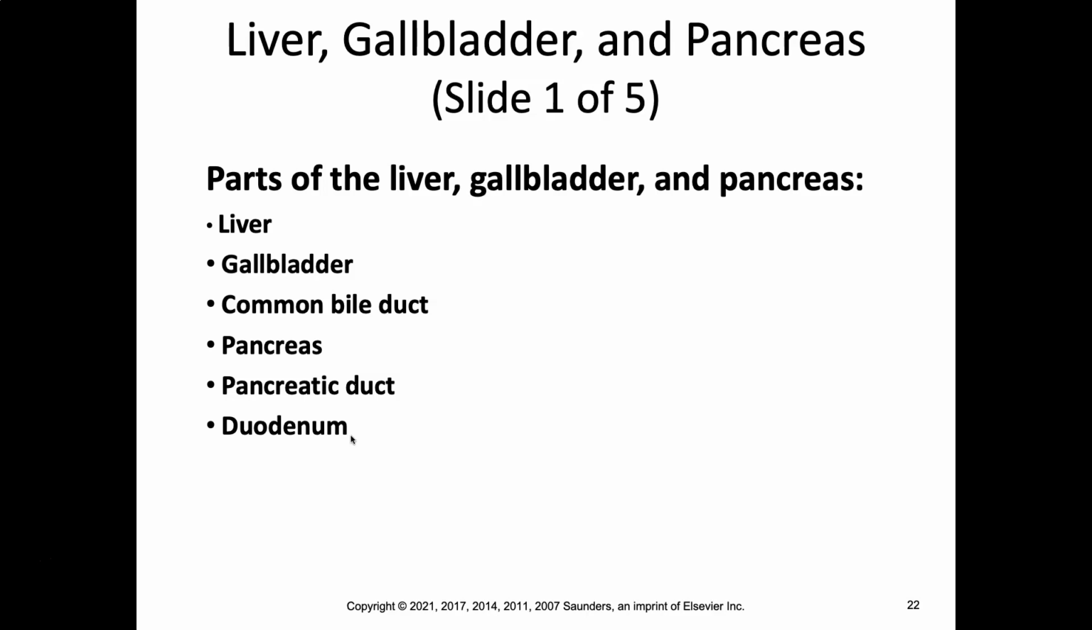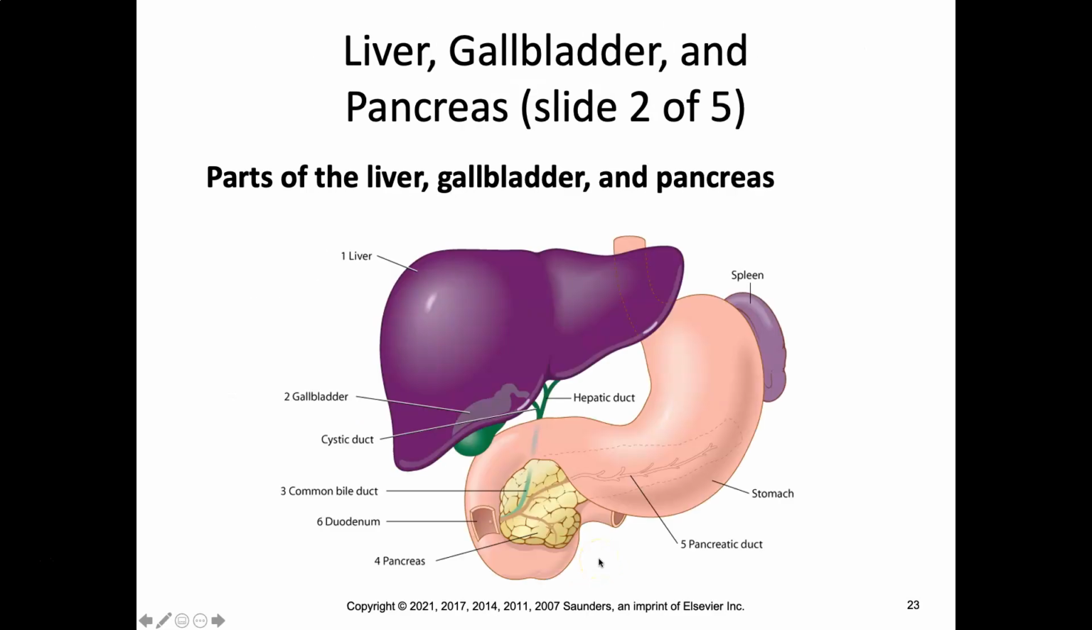All right, so parts of the liver, gallbladder, and pancreas. This is what they look like and how they're intertwined. You can see that the stomach kind of curves around and holds the pancreas gently. The spleen is on the top right side of the stomach, and the liver is above all that, and between the liver and the small intestine are the cystic duct and the gallbladder.